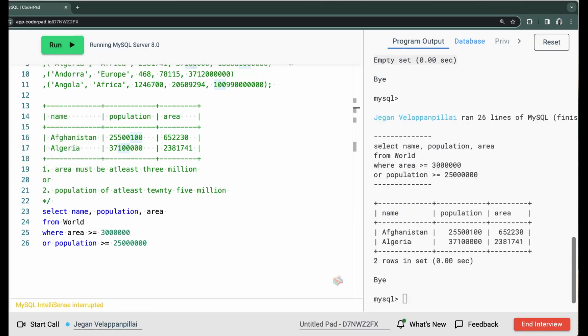So the intention of this video is to understand which condition to use, the greater than or equal to or the or condition.